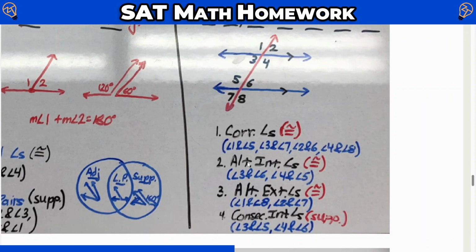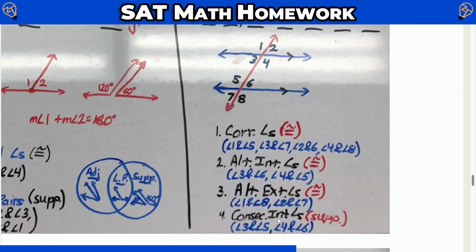Then you have alternate interior and alternate exterior. So that's when they alternate over the transversal, like 4 and 5, 3 and 6. So those are alternate interior, and the conclusion is they're congruent. The same is true for alternate exterior. So way out here, 1 and 8 are congruent, and so are 7 and 2.